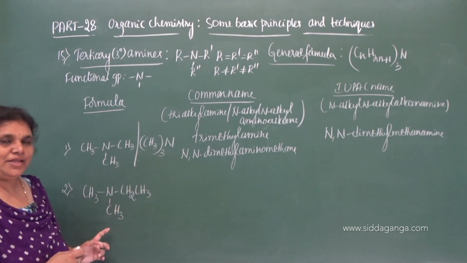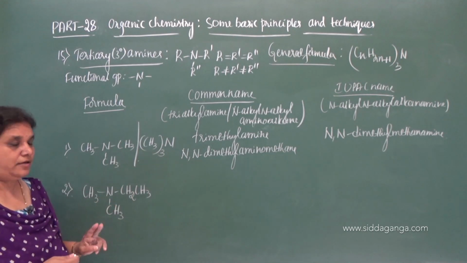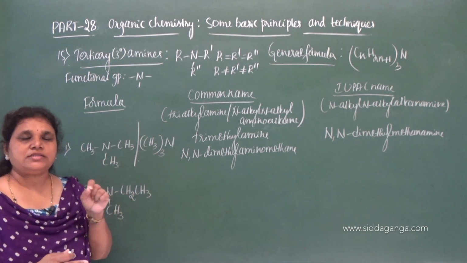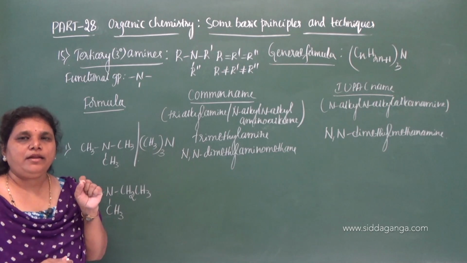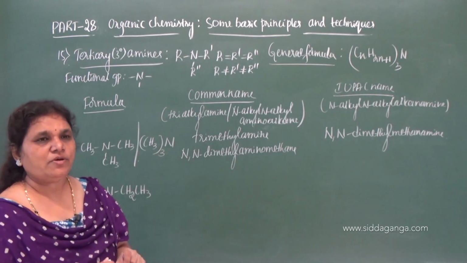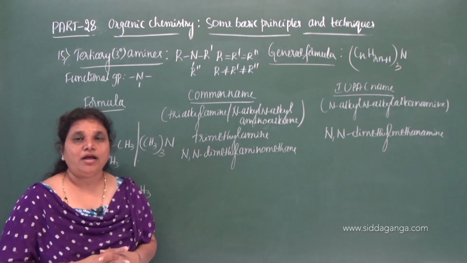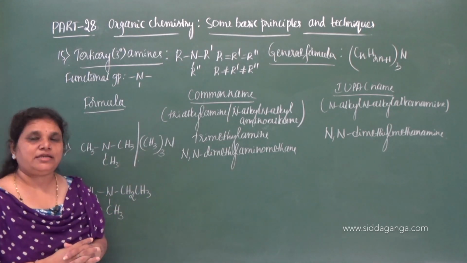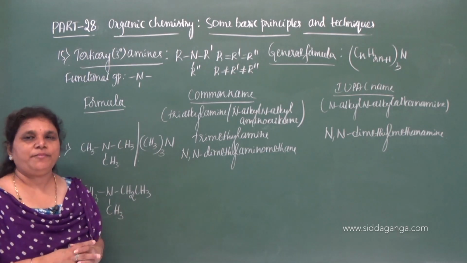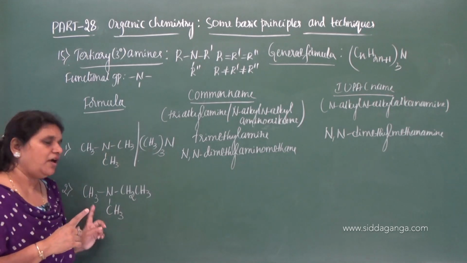We need to arrange them in alphabetical order. Ethyl and methyl, two methyl groups are there, dimethyl, but the prefix di we should not consider as a fundamental part of the common name. So if a prefix is di, we cannot consider it in the alphabetical order. We need to consider the first letter of the name of the alkyl group.